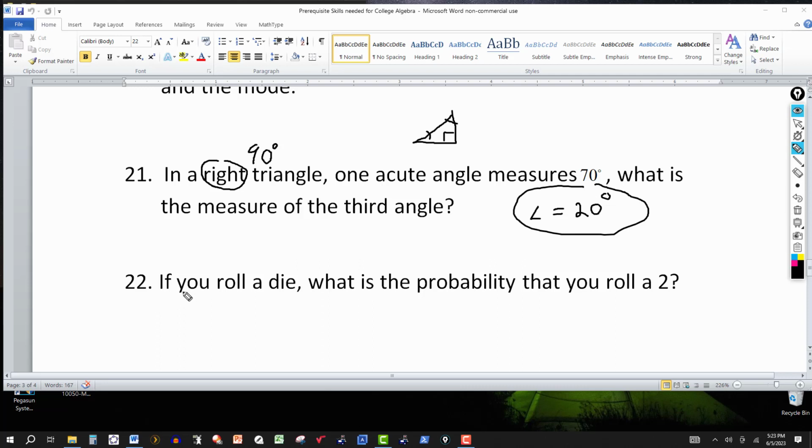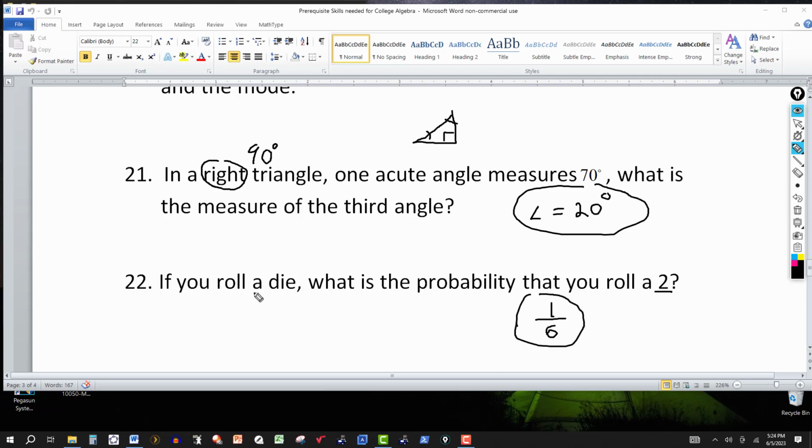22. The probability, if you roll a die, what is the probability that you roll a 2? Well, a die has numbers on the sides 1, 2, 3, 4, 5, 6. So one of the 6 is a 2. So the probability is 1 over 6.